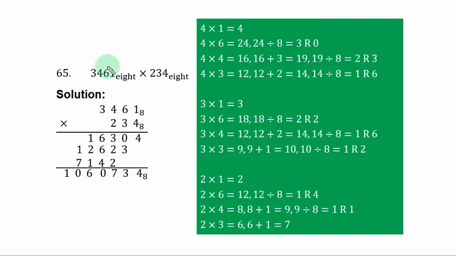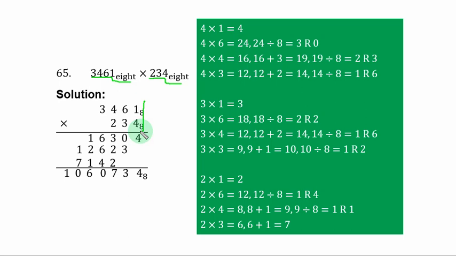Example 65, you have 3 4 6 1 base 8 times 2 3 4 base 8. This is multiplication by 3 digits. So you arrange the numbers for multiplication in this manner, where you take 4 to multiply all the digits, followed by 3 and 2 respectively, and you add.